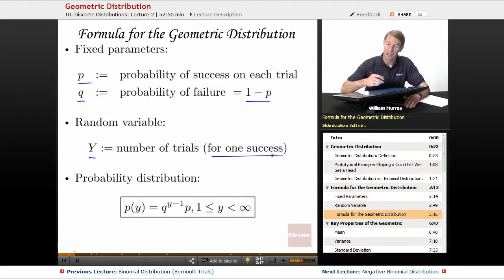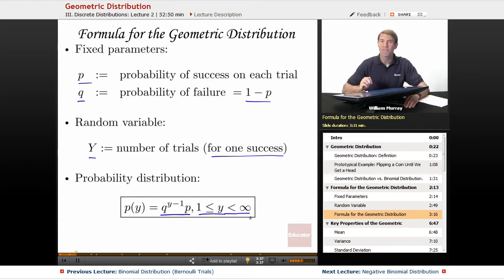So now we're ready to actually get the formula for the geometric distribution. The probability of getting exactly y trials is equal to q to the y minus 1 times p. And here y can be any number starting from 1, or it can be arbitrarily large. So that's why I put y less than infinity there.